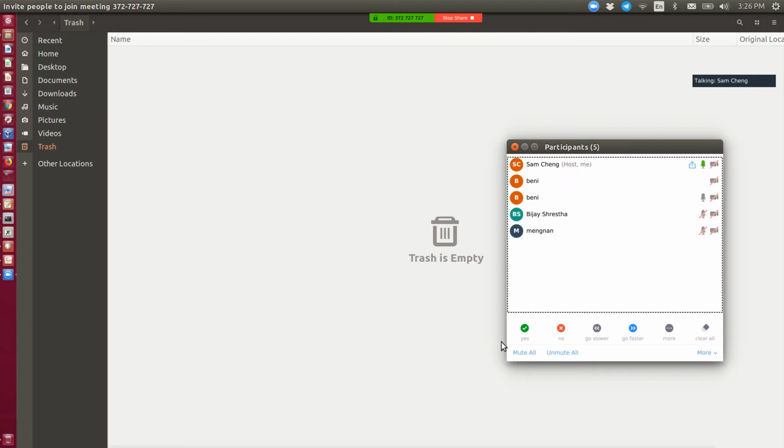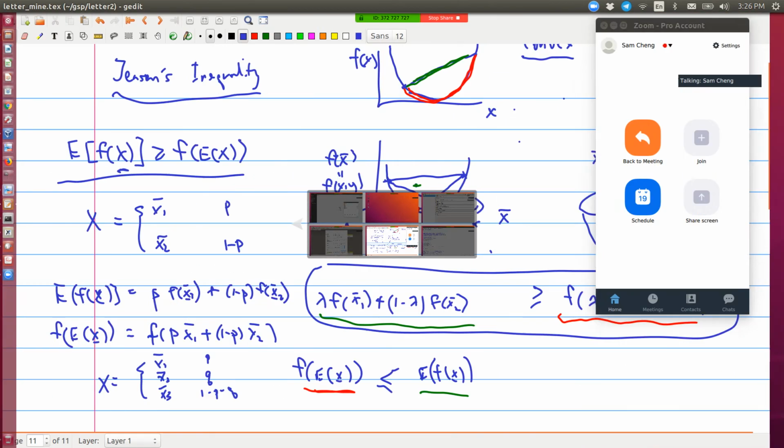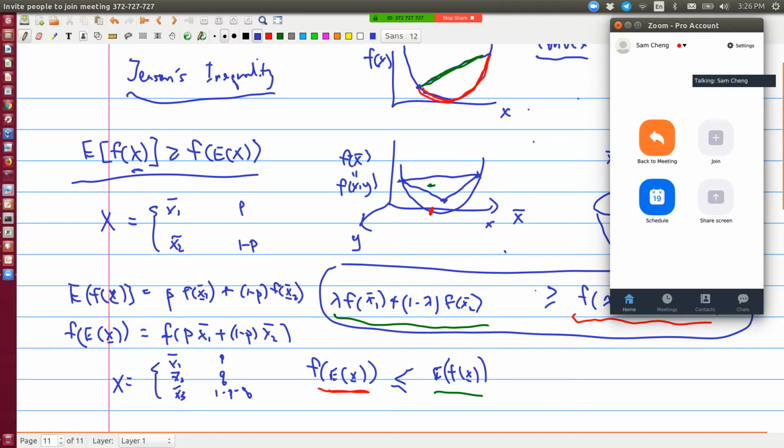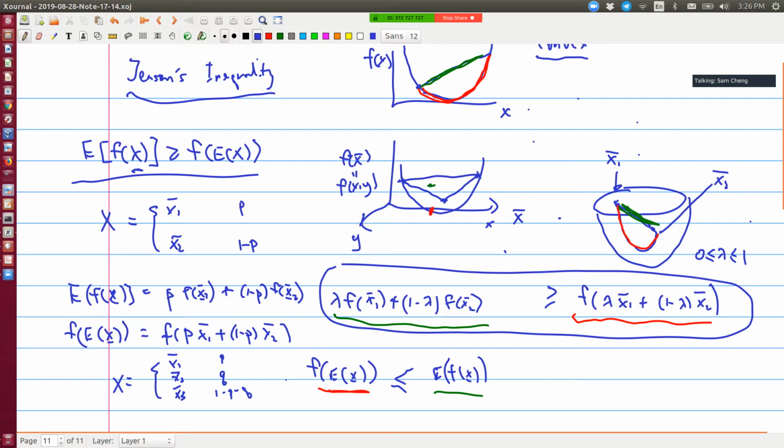So let's come back to what we have here. We are saying the Jensen inequality is pretty obvious, but very useful. I'm just asking if you guys have any question about that. Let's see, where am I? What's next?